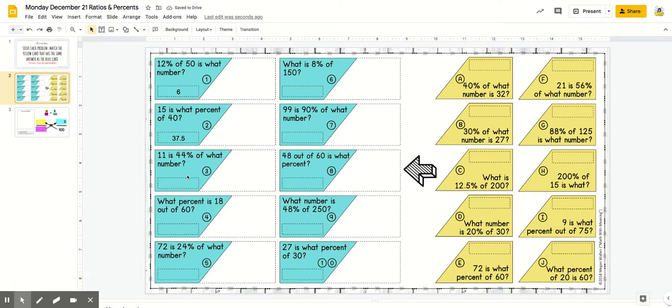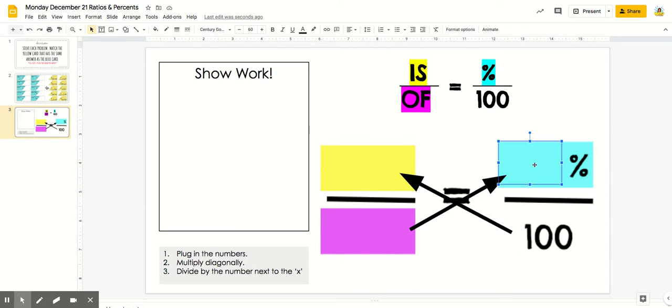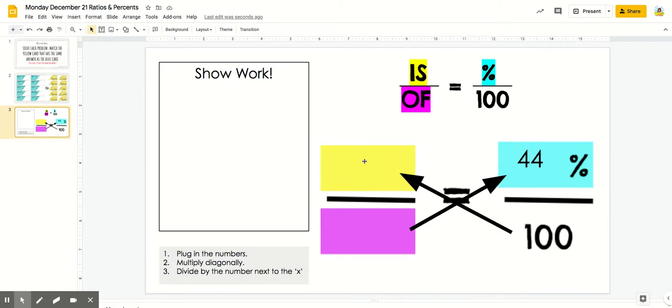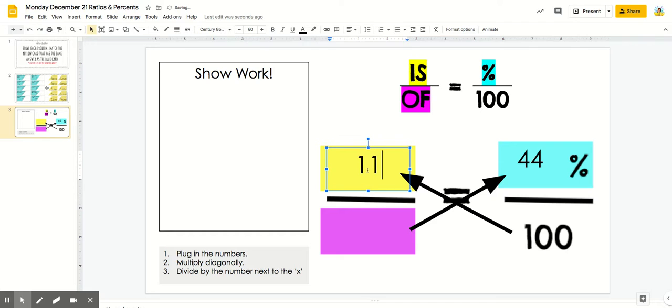Lastly, number 3, 11 is 44% of what number? I see a percent sign, that's perfect. So I have 44%. So I can put the number 44 with my percent sign. I also have the number 11. 11 is next to the word is, so that will be my yellow number, my is. My purple box, we don't know. I will put my X there.